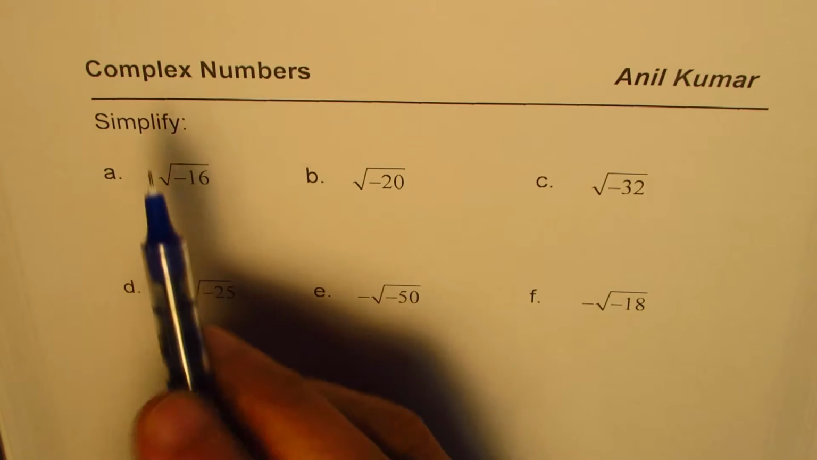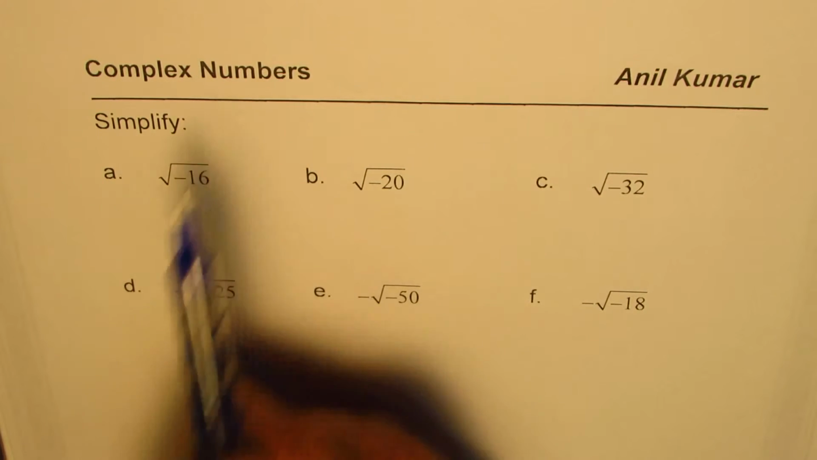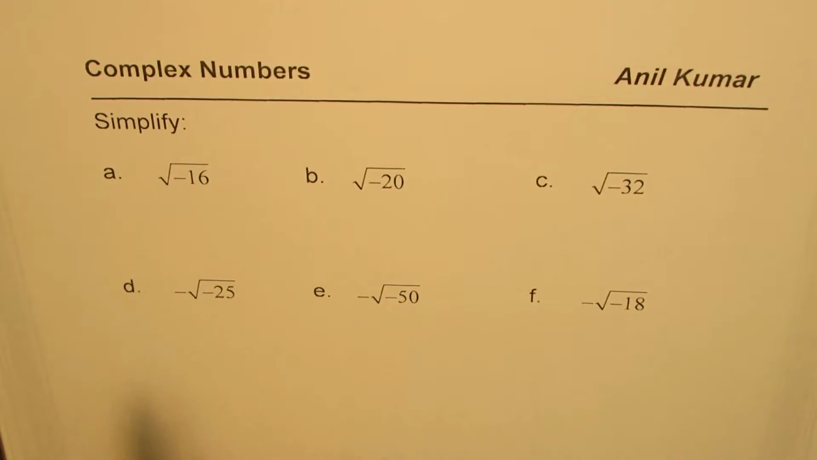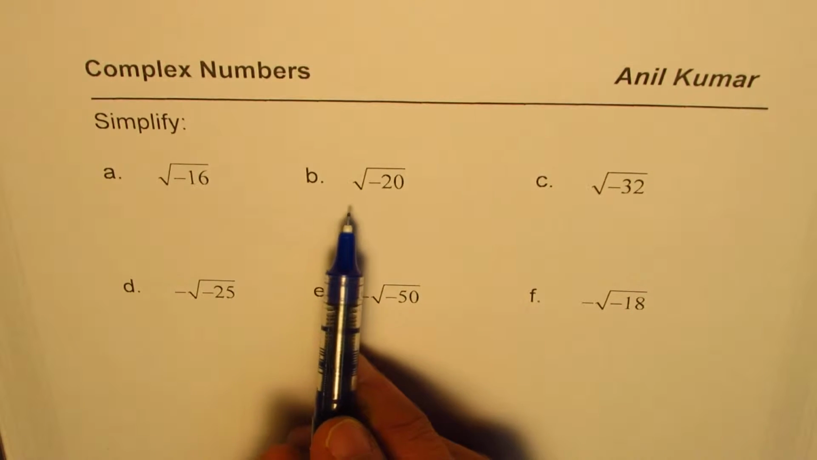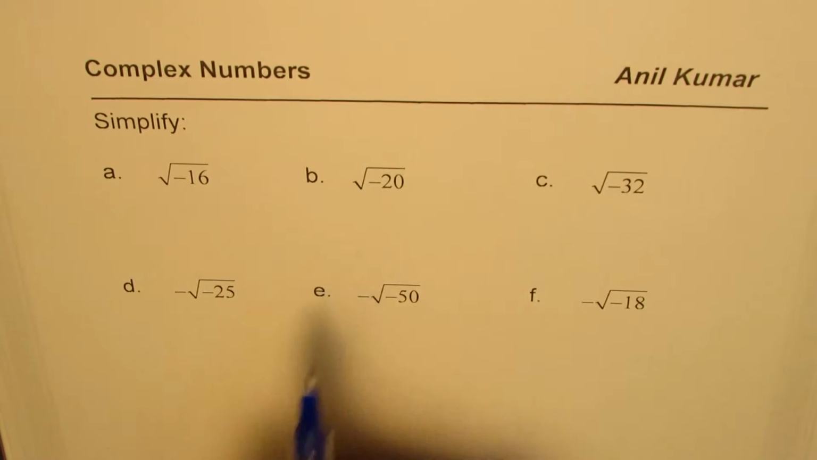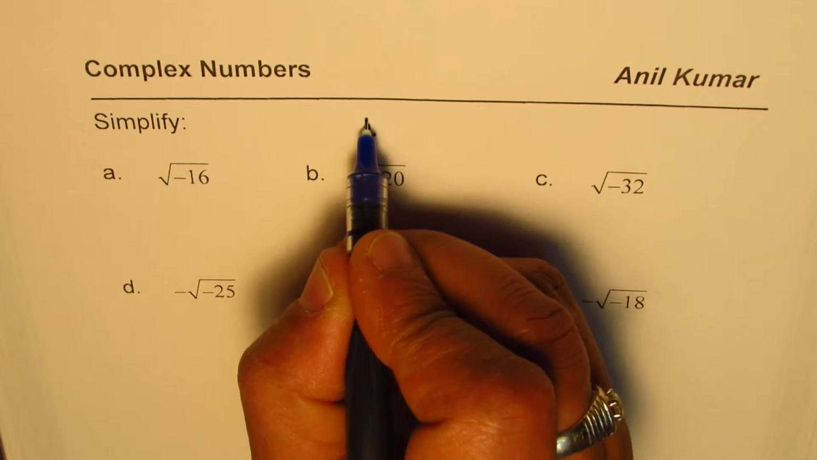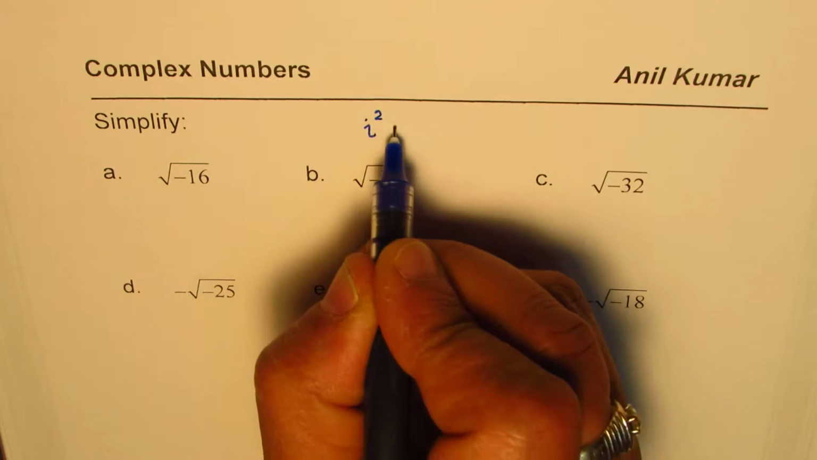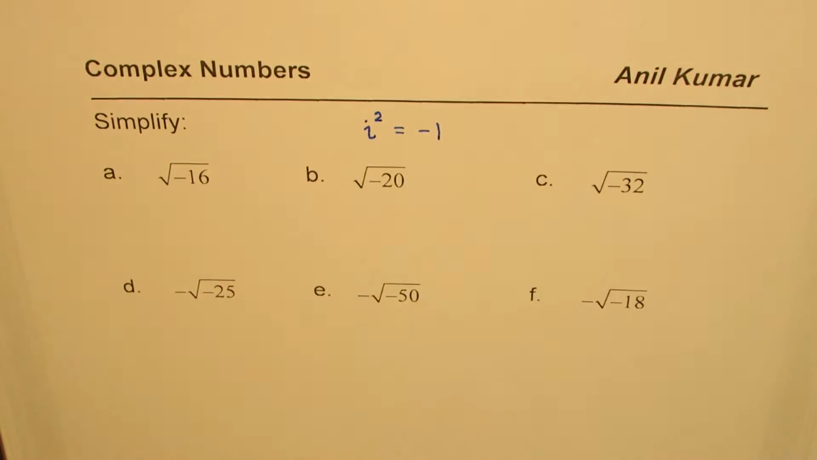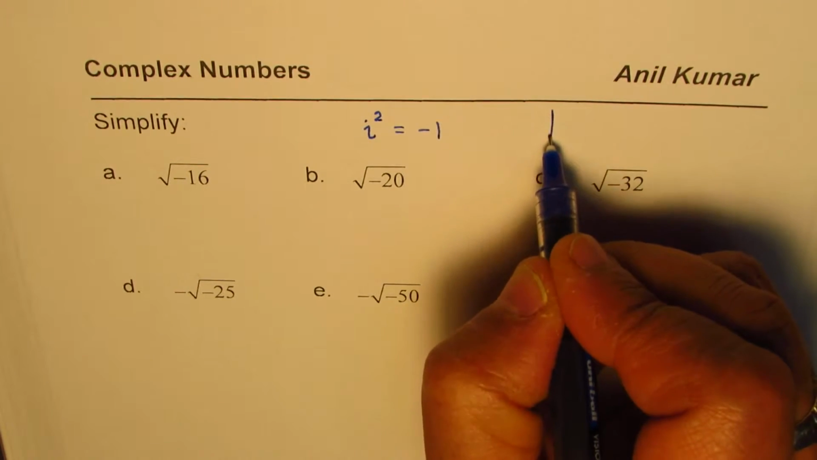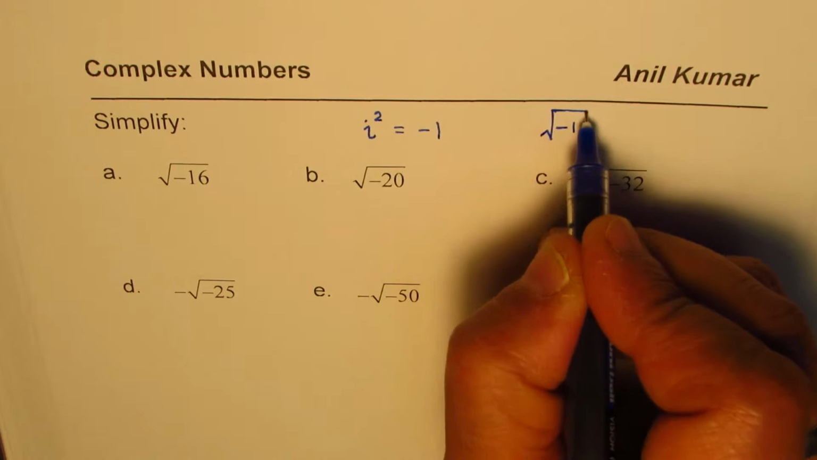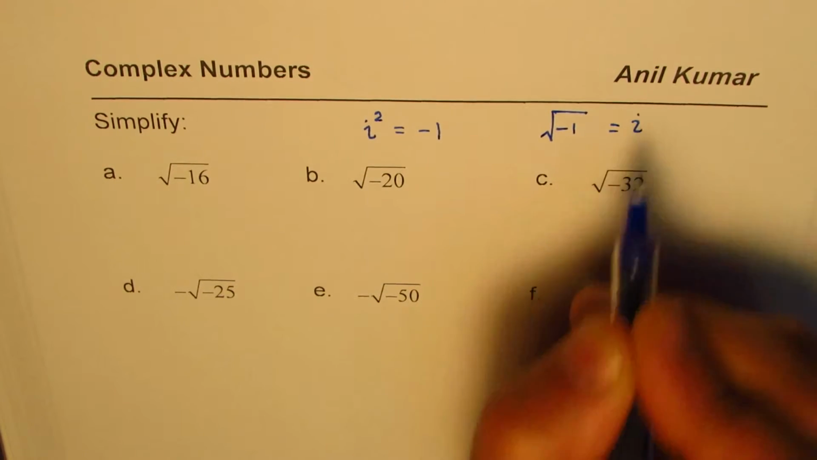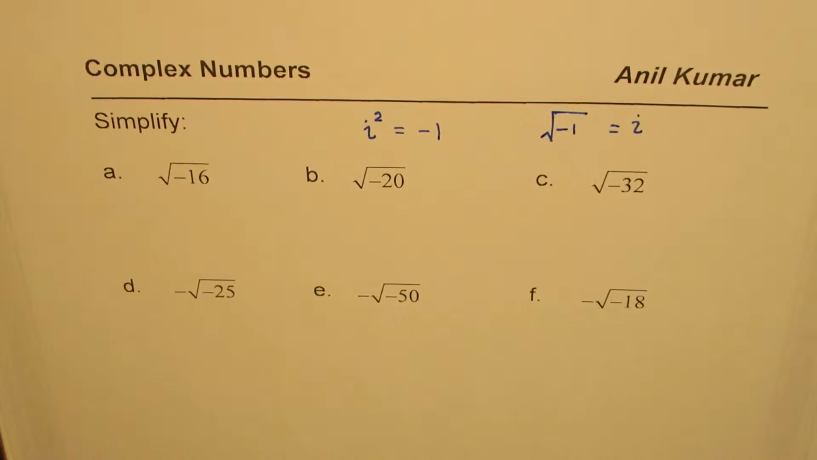So we are working in the domain of complex numbers. Complex numbers are numbers where you can really find square root of negative numbers, since we have imaginary number i whose square is -1. So that helps us. That is to say that square root of -1 is i, right? So that is what it is. So we'll utilize this information and then answer our question.